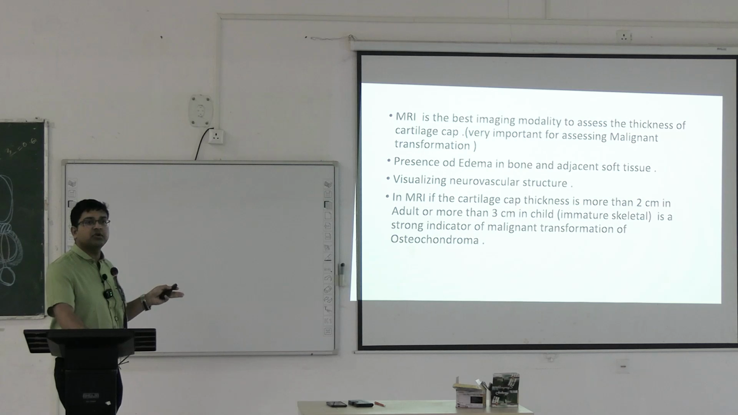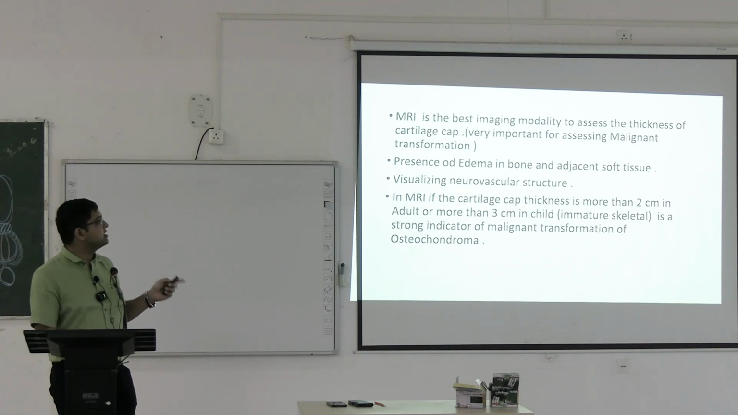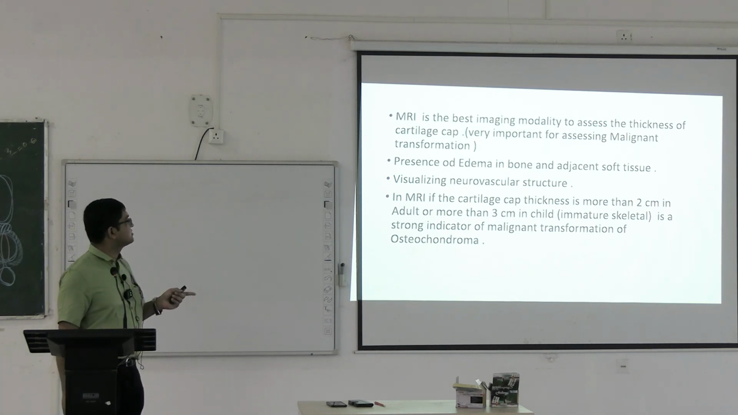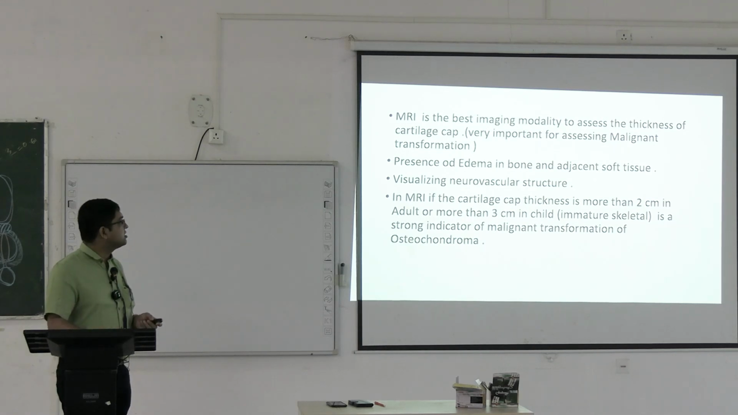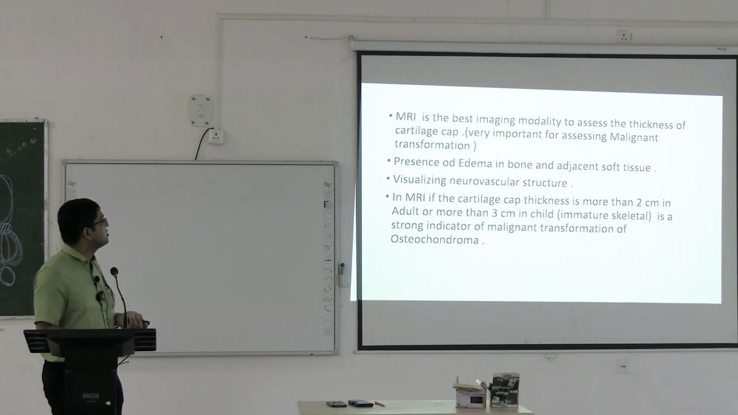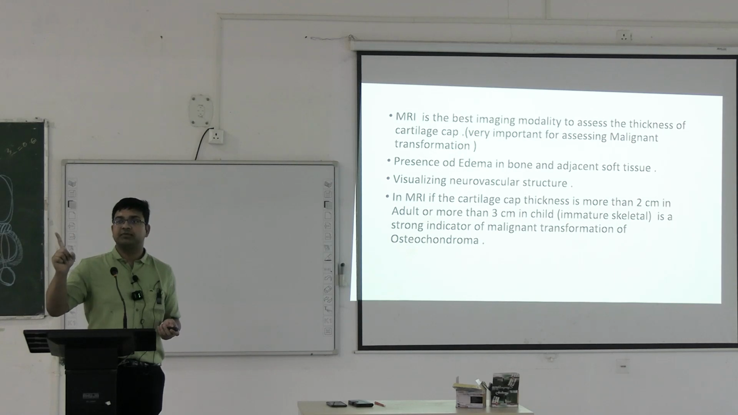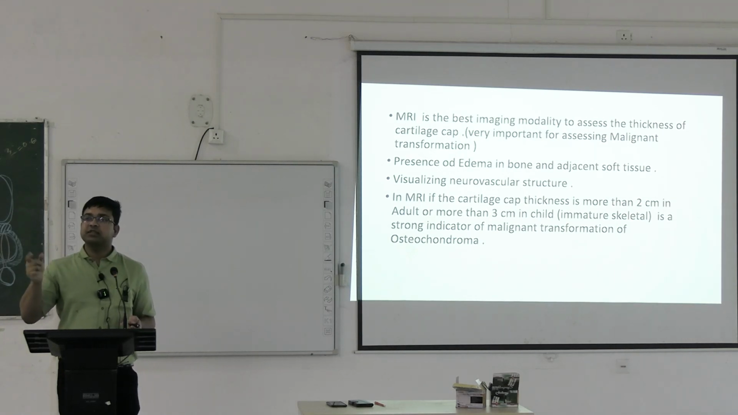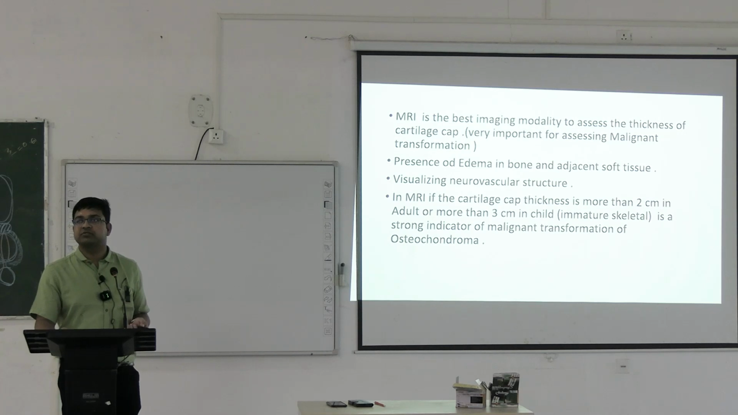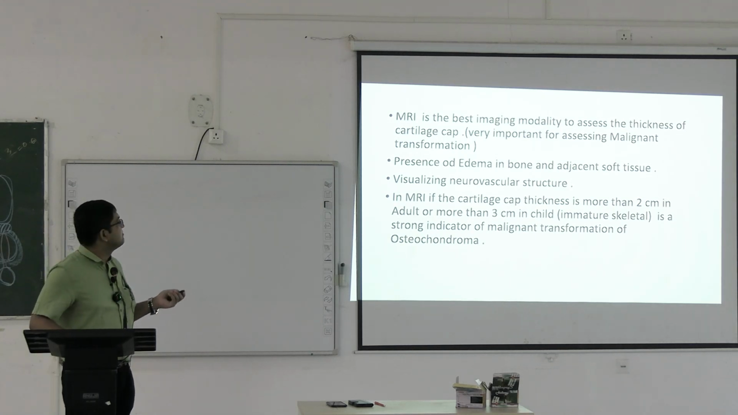And in osteochondroma, the cartilage cap thickness in MRI is very, very important to detect whether the tumor has malignant potential or not. In MRI, if the cartilage cap thickness is more than 2 cm in an adult, or more than 3 cm in a child, that is, a skeletally immature patient, then it is a strong indicator of malignant transformation of osteochondroma. It indicates it is undergoing malignant transformation, so you have to do prompt treatment. So MRI has a huge role in the diagnosis of malignancy.